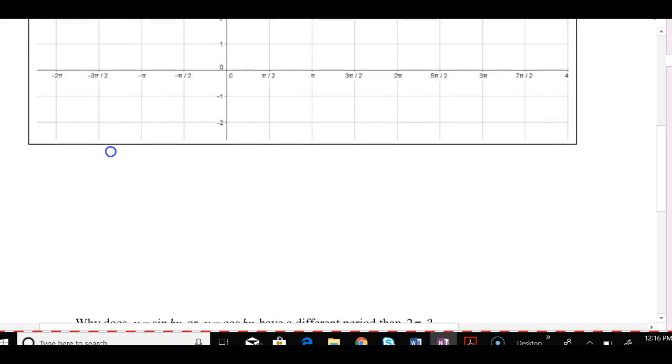Now I'm going to choose some values here. Okay, so these are the values we're going to use. Just trust me for now, okay? So make a table of values. The values we're going to choose for y equals sine of 1/2 x. So we're going to choose 0, pi, 2 pi, 3 pi, 4 pi.